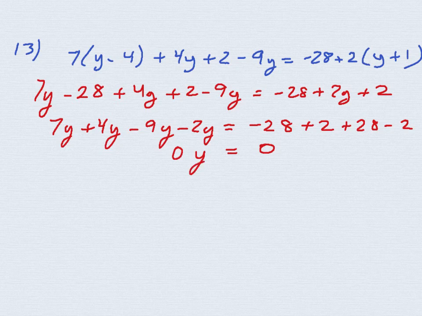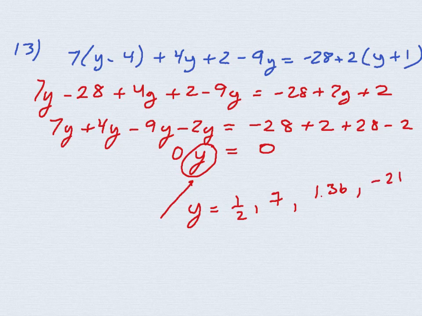Now, if you ever see this question, you will see it several times. I need you to be able to interpret the answer correctly. So here's the thinking way to solve the question. For what value of y could you possibly substitute that when you multiply that value of y by 0, you get 0? And the answer is any number. For example, if y was equal to a half times 0 would equal 0. If y was equal to 7 times 0 would equal 0. If y was equal to 1.36 times 0 is equal to 0. If y was equal to minus 21 times 0 equals 0.